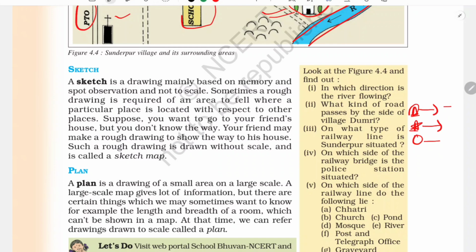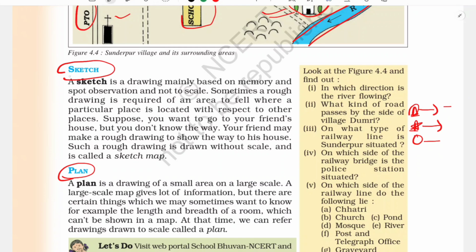So that was all about maps. We have completed different types of maps, the components of a map, and just now directions, distance and symbols. Two more topics are here, the sketch and the plan. These are also types of map. So we are going to see about the sketch and plan as well.